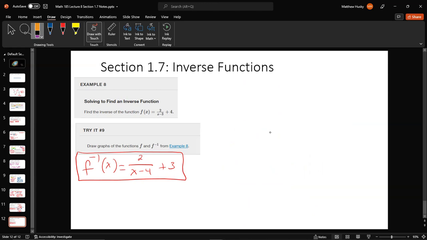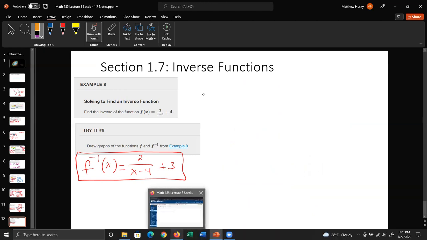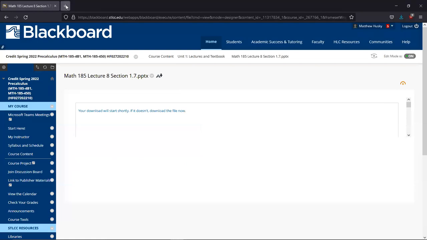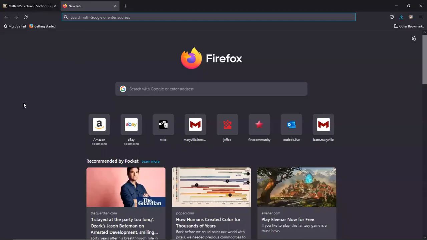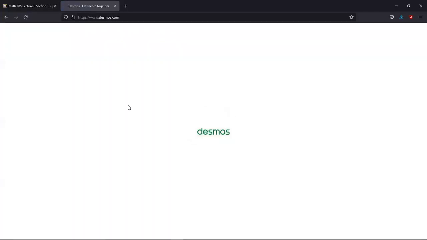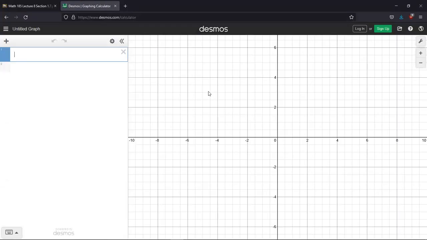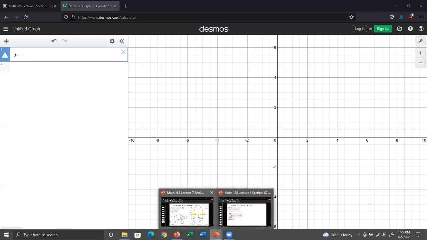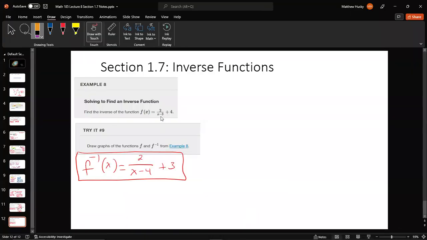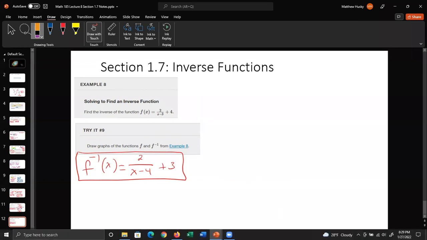So, and I'll tell you what, here's what I will do. This is an online graphing calculator that will be a little easier to work with than going back and forth with the handheld calculator. But what do we got? So we're going to do, what was the original equation here? It was 2 divided by x plus 3 all and then plus 4.